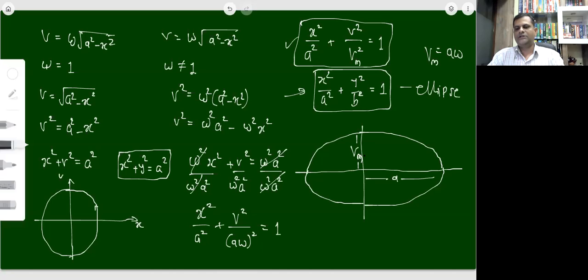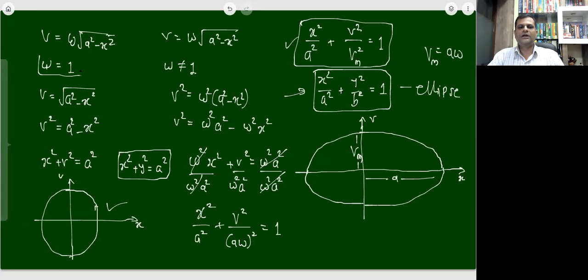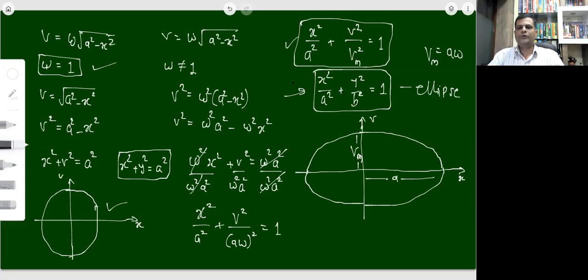And then we can just get this ellipse here in this way. Here on the x-axis we plotted displacement x and on the y-axis we plotted velocity. So the graph between x and v is going to be an ellipse in this case. It is not always a circle. Remember, the graph will be a circle only when omega becomes equal to 1. But if omega is not equal to 1, then the graph is going to be an ellipse, and this ellipse has a semi-major axis equal to a, the amplitude of SHM, but its semi-minor axis is simply Vm, the maximum value of velocity.